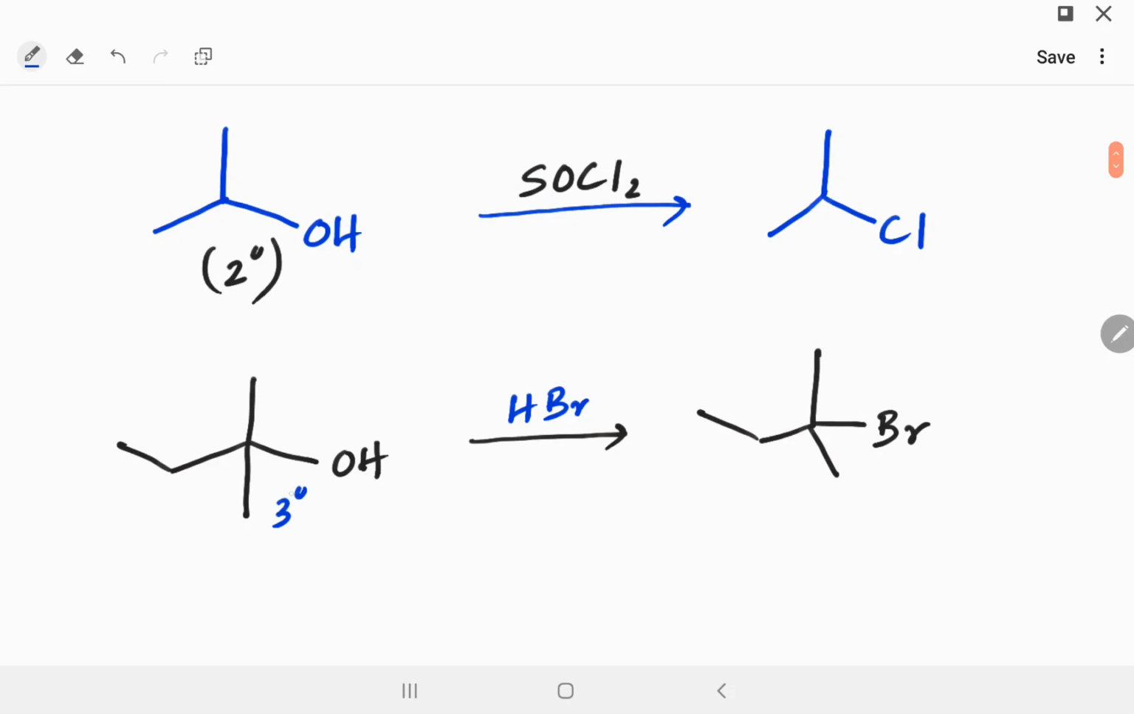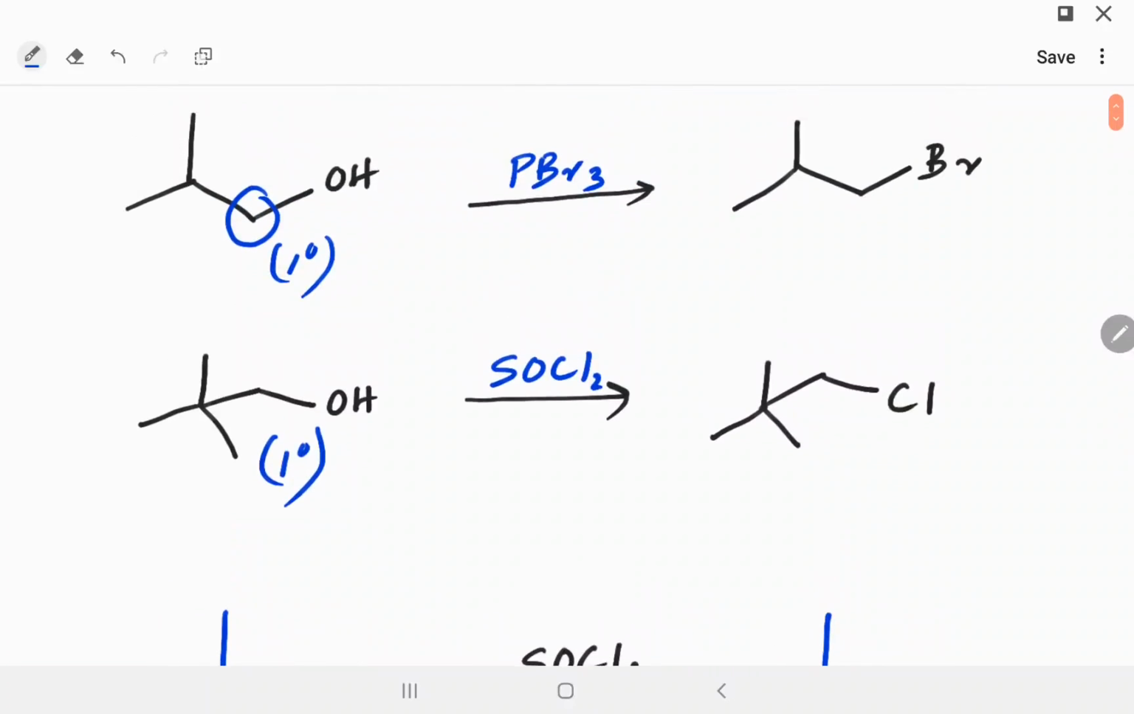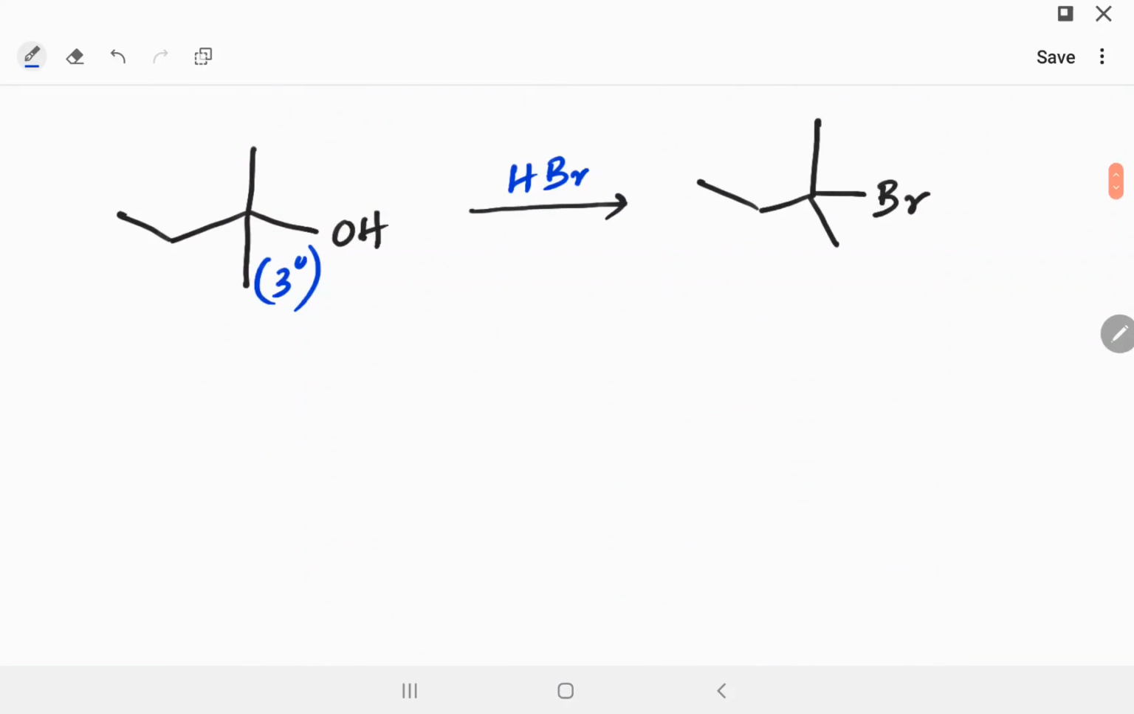That is how you do it. You always categorize your alcohol and then determine the reagent that you need to use. If it is primary or secondary, you will use either SOCl2 or PBr3. If it is a tertiary alcohol, you will use HBr, HCl or HI.